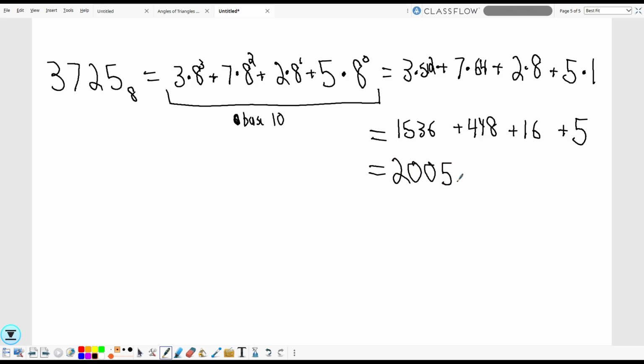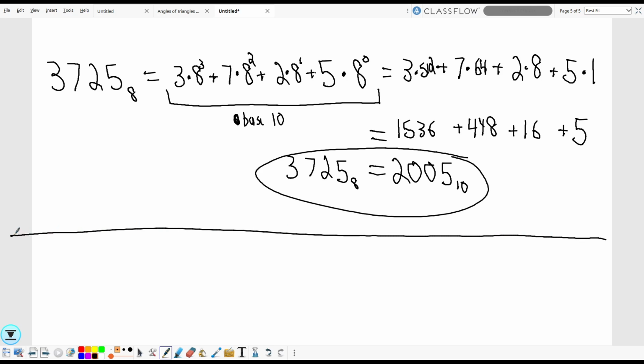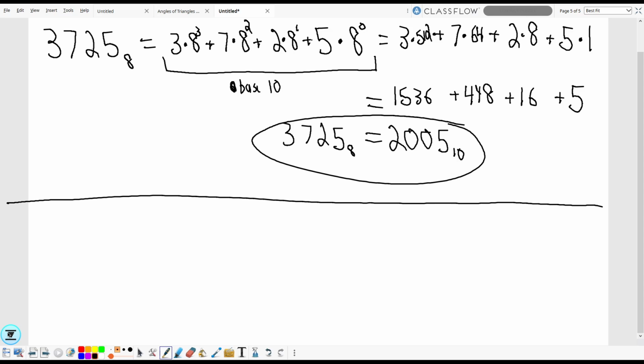So this is the base 10 equivalent of 3,725 in our octal number system. These two numbers are the same. So 2005 in our number system is 3,725 in the octal number system. So one last thing to note is that within the octal number system, we would kind of treat these numbers like they're based on powers of 10.